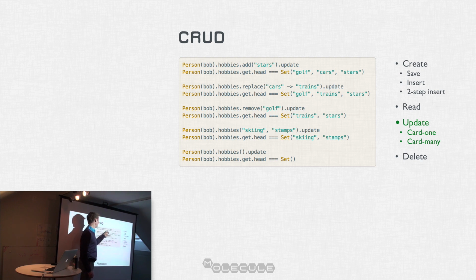So all these: remove, replace, add, update. That's the method I created in Molecule just to do the same things that Datomic does. So we can remove golf, or we can simply apply skiing and stamps, which overrides. It retracts all the old values. So it looks up what the old values are, retracts those, and then asserts the new values. So that's a way just to replace the old values. Replacing, you know what I mean. And then I can apply an empty list, so then we end up with no values. That basically means that we retract the two last ones.